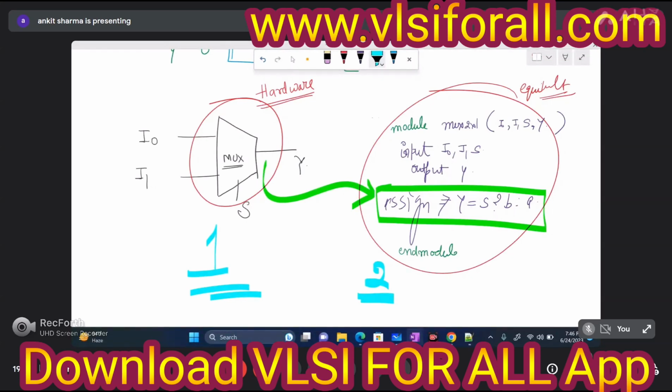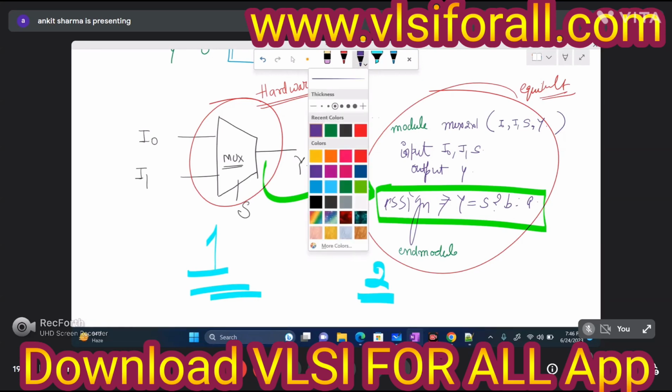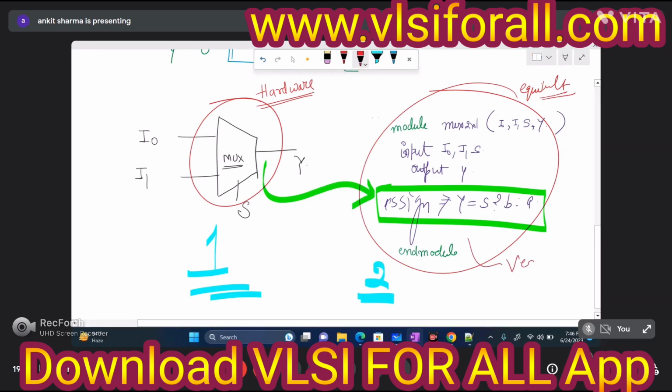How I described it, why I am taking module, why I am taking I0, I1, S1 here, we will see in the entire subject. Don't worry about that. But first you should have that imagination, what we are going to do. That imagination you should have very clear. And then how you will verify this, we will see.